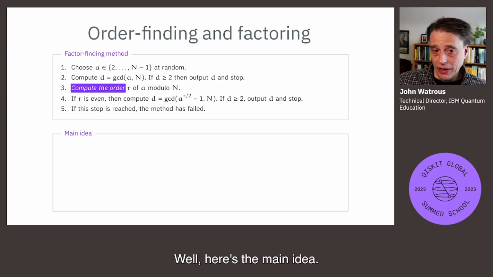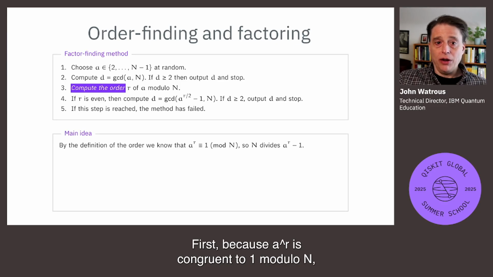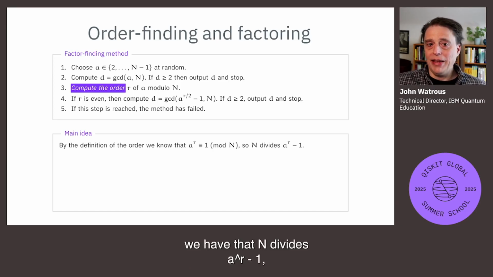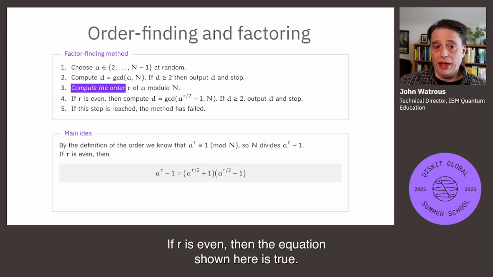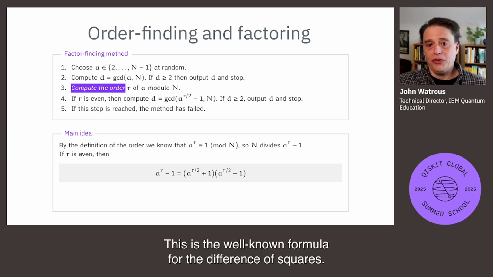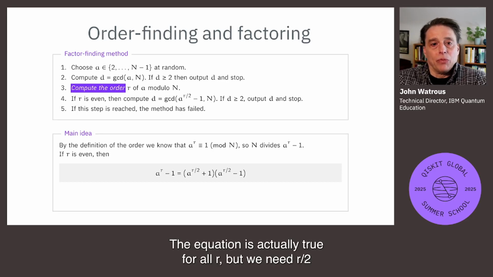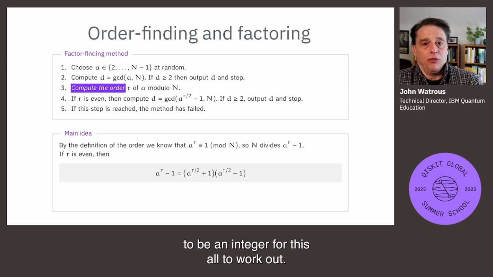So why should this work? Here's the main idea. First, because a to the power r is congruent to 1 modulo n, we have that n divides a to the power r minus 1, and in fact those two statements are equivalent. If r is even, then the equation shown here is true. This is the well-known formula for the difference of squares. The equation is actually true for all r, but we need r over 2 to be an integer for this all to work out.